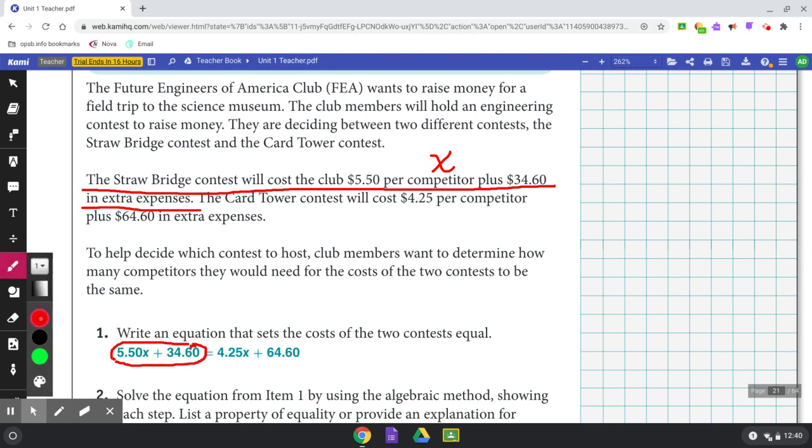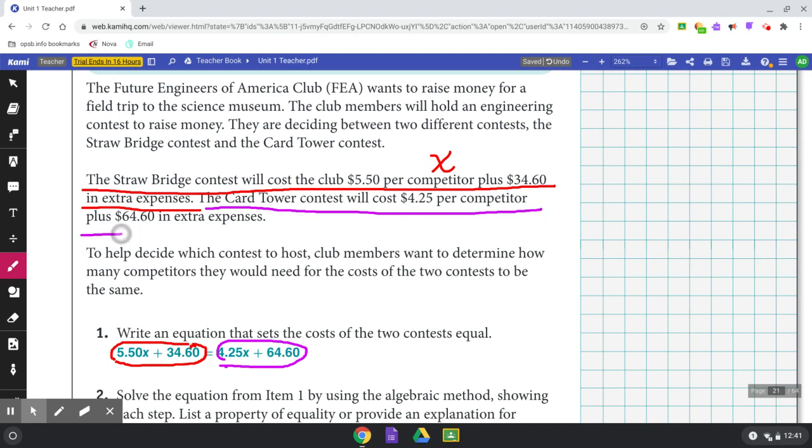Now I'm going to change pen colors here. Let's write in the pretty purple. Okay. $4.25 times X plus $64.60 comes right here. The Card Tower contest will cost $4.25 per competitor plus $64.60 in extra expenses. So I've got $4.25 times X. $4.25 is attached to your variable X because the number of competitors varies, and your $64.60 is your constant, never changes. You have a flat $64.60 in extra expenses.